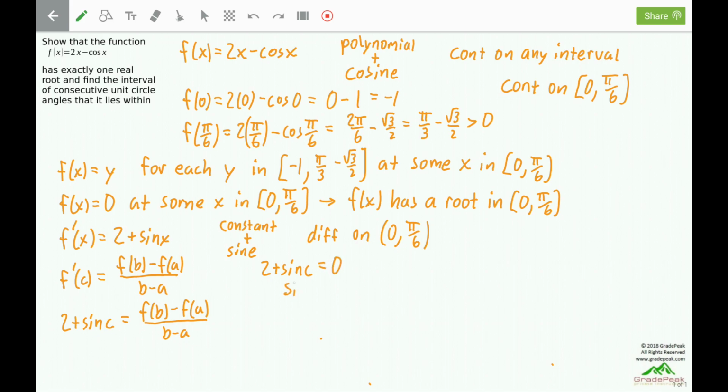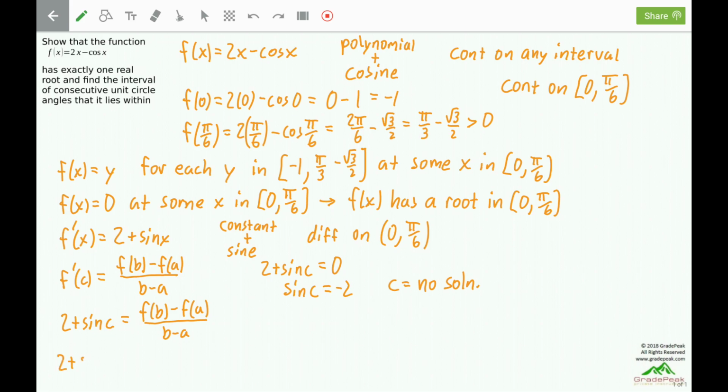And we'll solve this by subtracting 2 from both sides. So we're trying to find where the sine of c equals negative 2. Well, sine is bounded between negative 1 and positive 1. It never hits negative 2. So therefore, this has no solution. Now, why that's important is that it tells us the derivative can never be 0.